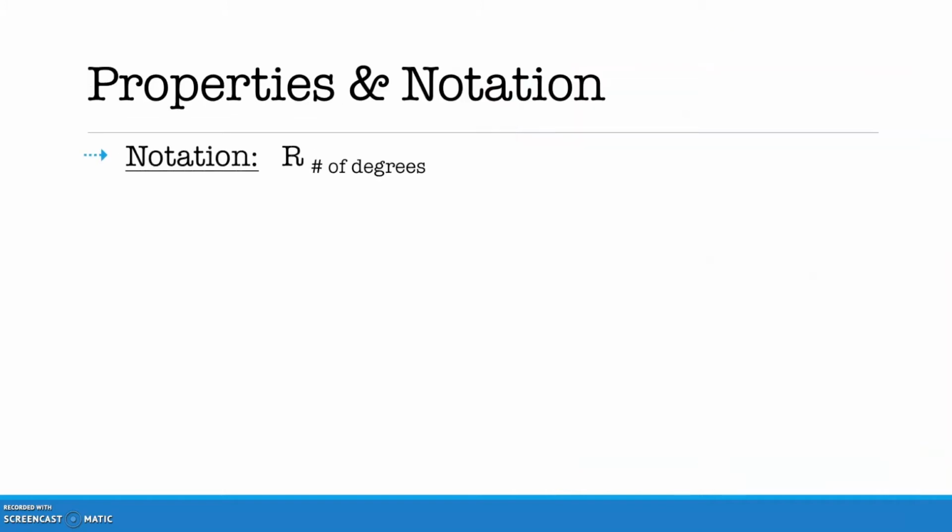The notation for a rotation is a capital letter R with the degree measurement in the subscript. This is extremely important because a lowercase letter r will be used to represent a reflection, which will be discussed in another video.